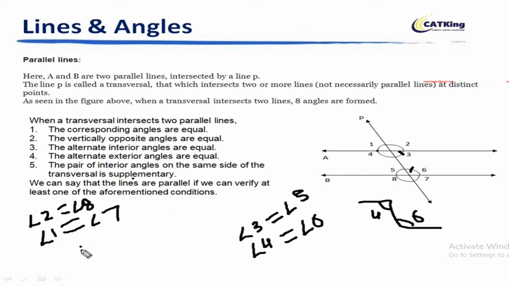So you can say that angle 3 plus angle 6 is equal to 180 degrees, right? And similarly, angle 4 plus angle 5 is also equal to 180 degrees.